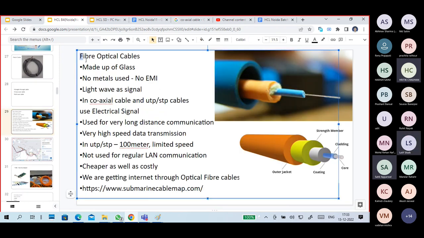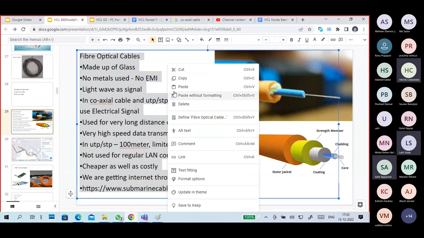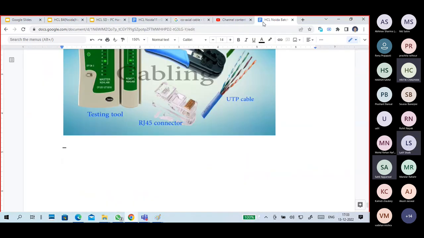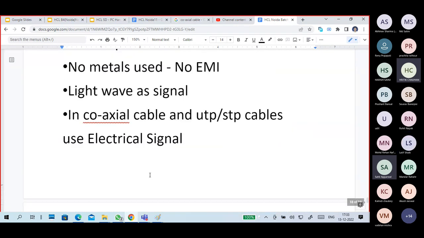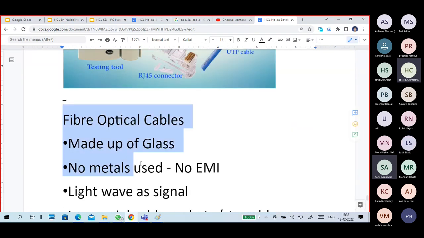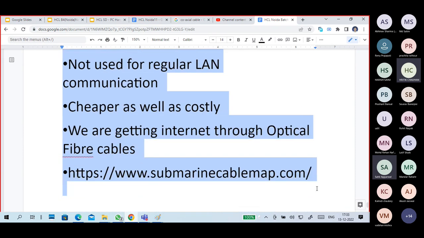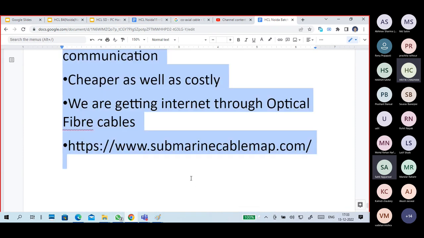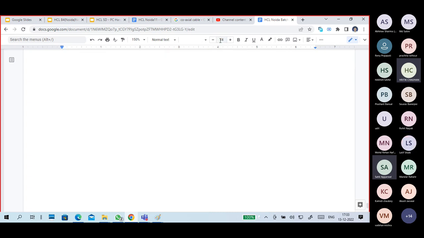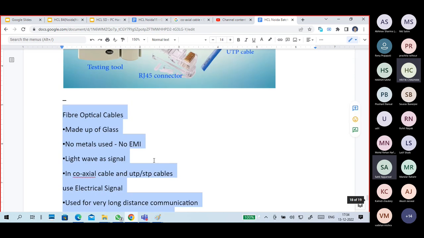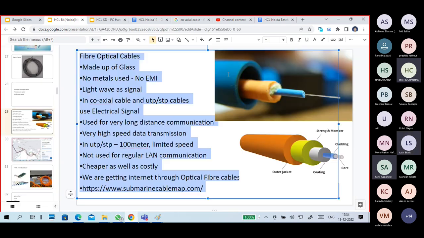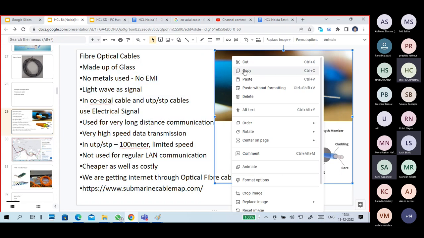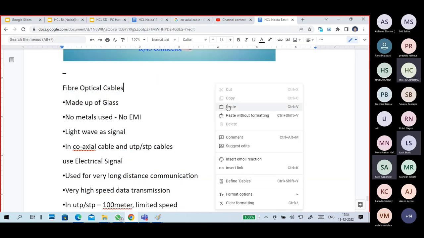Next one is fiber optical cables, or optical fiber cables. What is this? These cables are made up of glass.